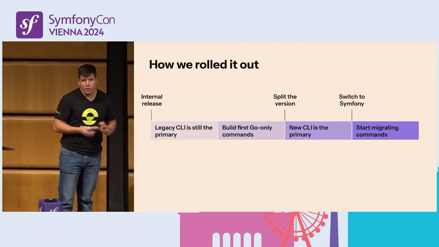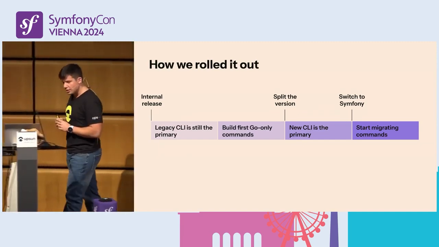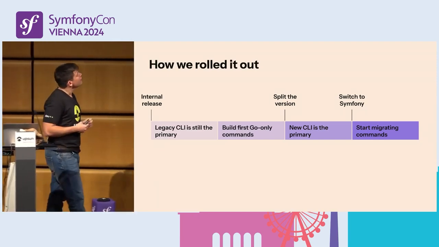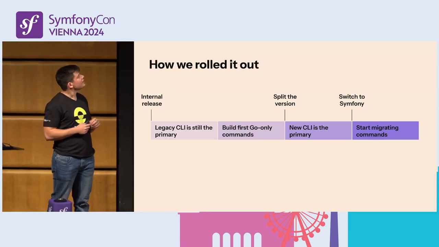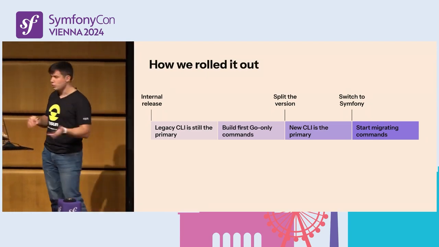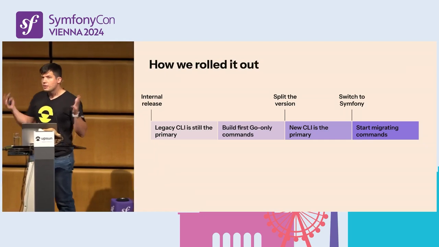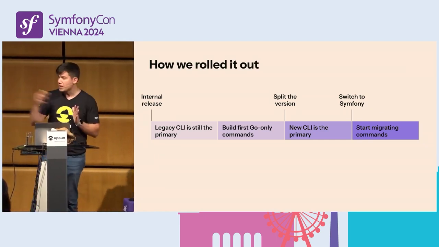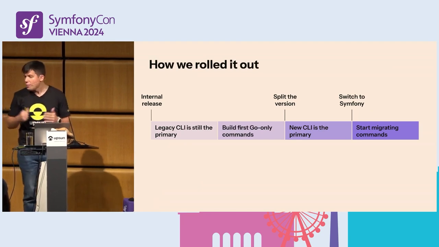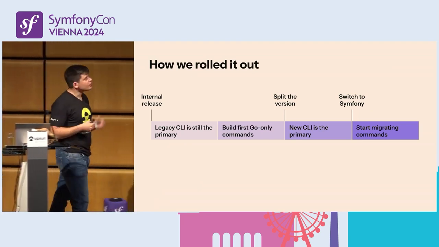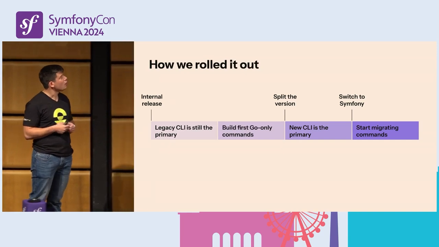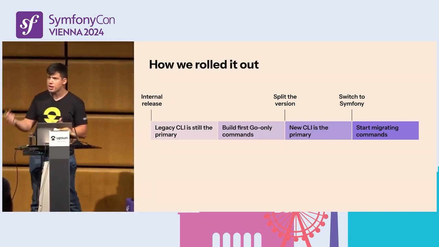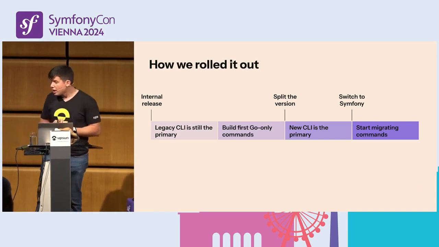And let's see how the rollout worked, because that was really important for us. So initially, the legacy CLI is the primary. That's where we started. For a lot of time, we were primarily using the legacy CLI, and we will keep using it moving forward. But slowly, we started having the first Go-only commands, like project init, the one that I was discussing, or the validate command that validates your configs.